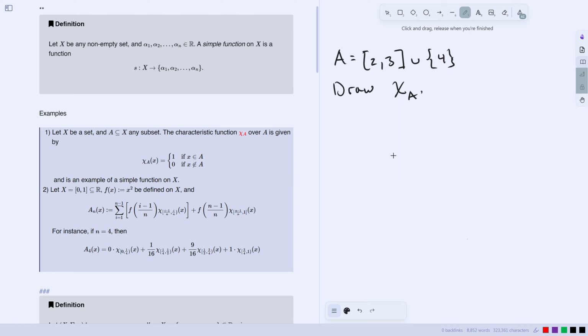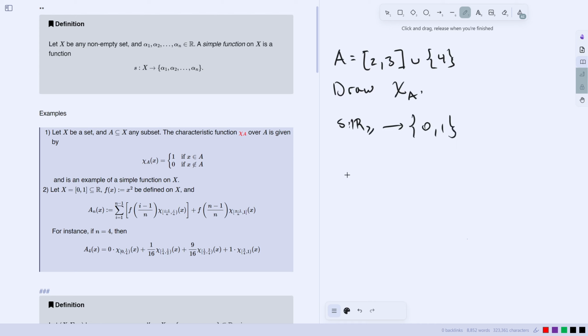The first thing I do want to say is, notice it's a simple function. Why? What are the values that chi A takes on? It's just two values. It'll either map an element to 0 or 1. So you can view chi A as a mapping, we'll say, from the non-negative real numbers over to the set {0, 1}. And that goes for any set A that we choose.